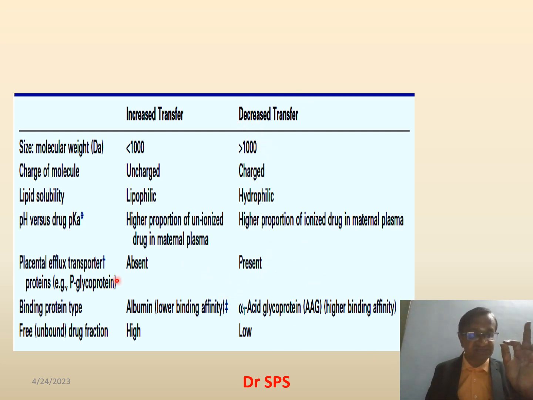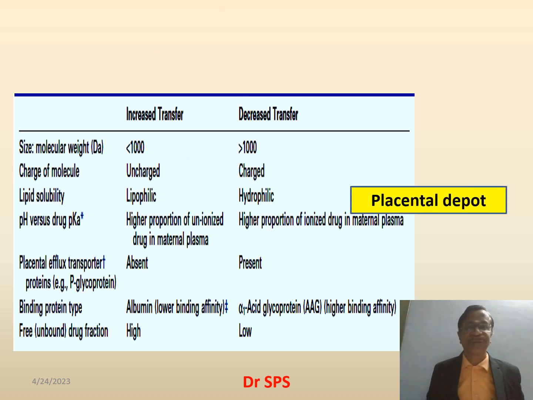This is what we need to understand. Albumin binding drugs increased transfer. Decreased transfer also. If the free, unbound fraction is high, then it increased transfer. Now you go again. Molecular weight, charge of the molecule, lipid solubility, pH, placental efflux transport, binding protein profile, all these things make increased transfer.